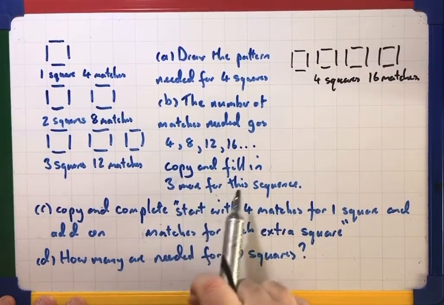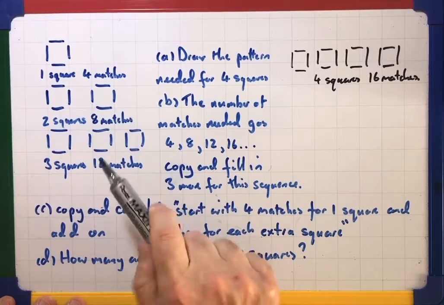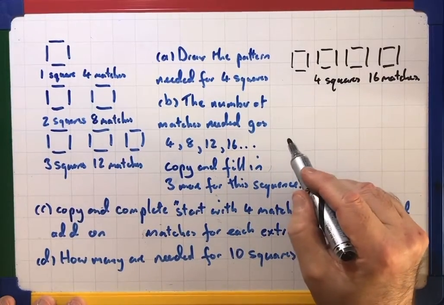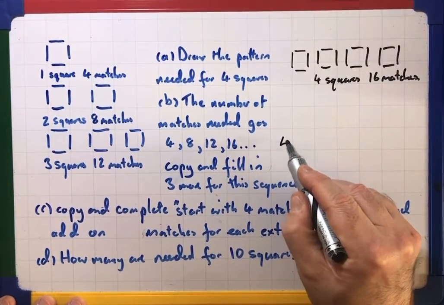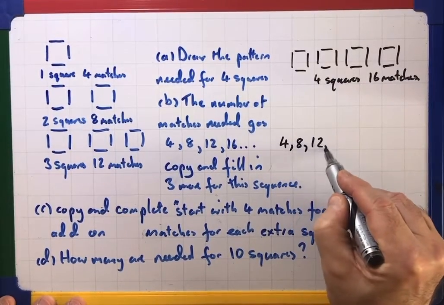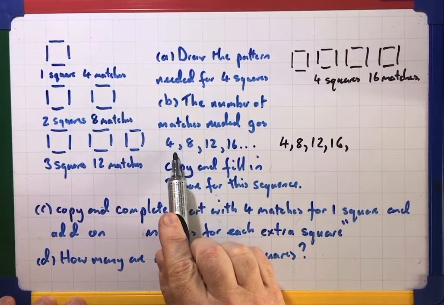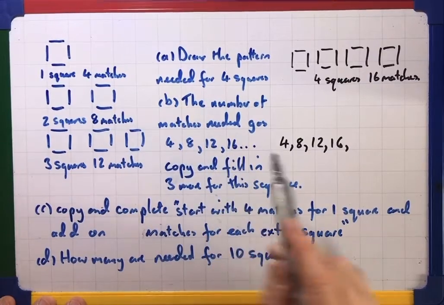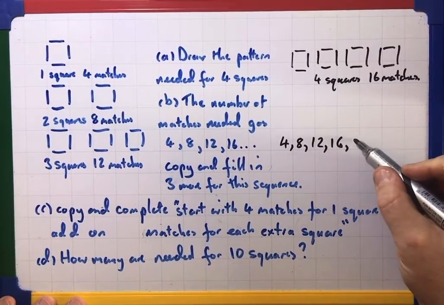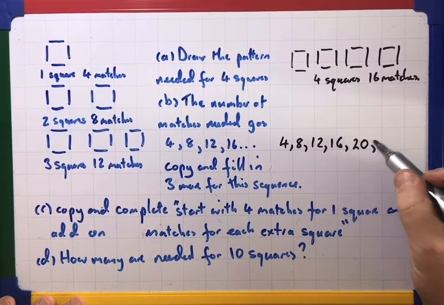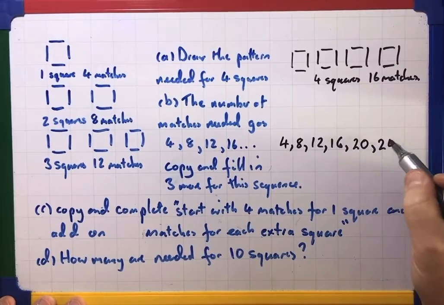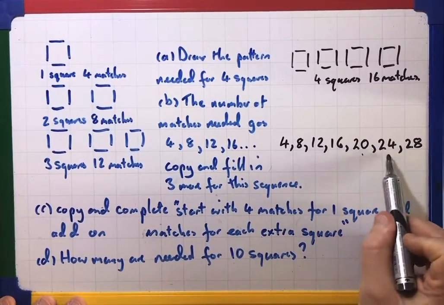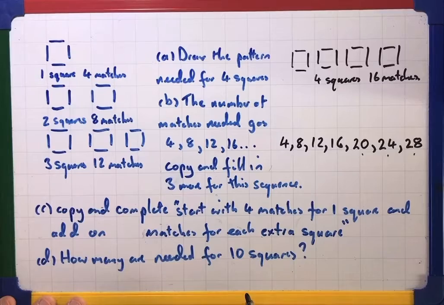Then they've given us the sequence of the number of matches, which has gone 4, 8, 12, 16, and asked us to continue it for 3 more. Okay, copy and continue it. So it goes 4, 8, 12, 16. What are we doing? We're going up by 4 each time, aren't we? Look. Goes up by 4 each time. So the next one's 4 more than that, which would be 20. The next one's 4 more than 20, which is 24. And the last one's 4 more than 24, so 28. They asked for the next 3, these are the next 3 in this sequence.